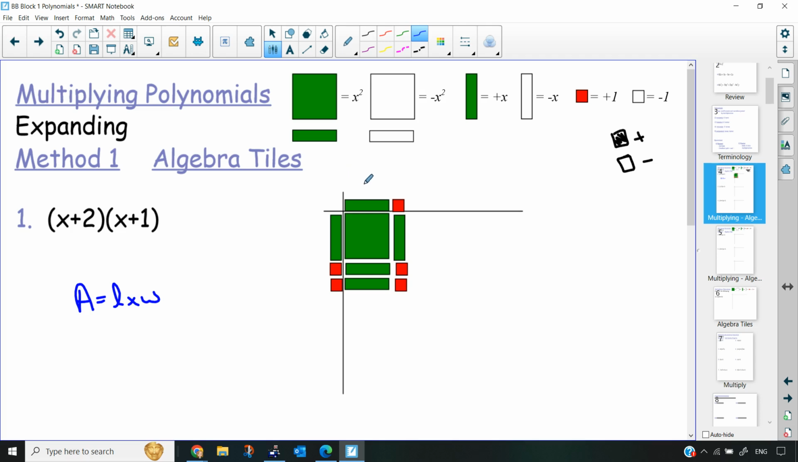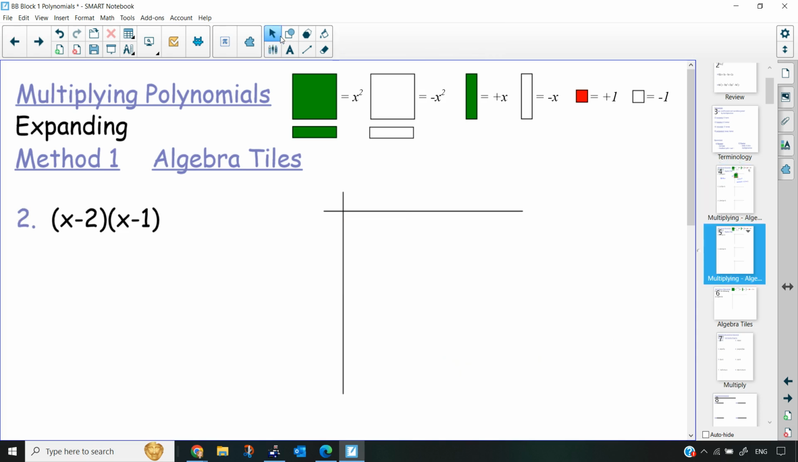So if I represent these expressions algebraically, I have x plus 1 times x plus 2. Those would be my factors. And my product would be x squared plus 3x plus 2. Writing that as an expression, I would have x plus 1 times x plus 2 equals x squared plus 3x plus 2. Let's take a look at one more example.